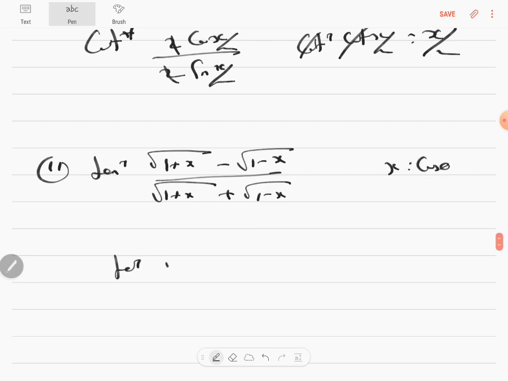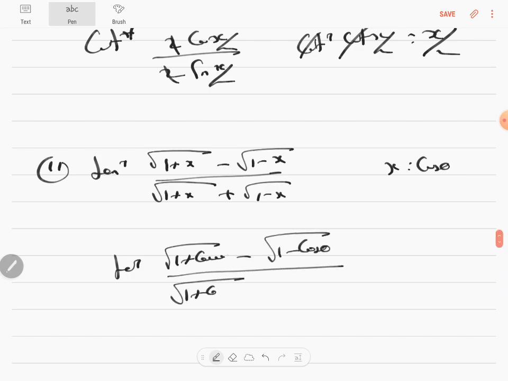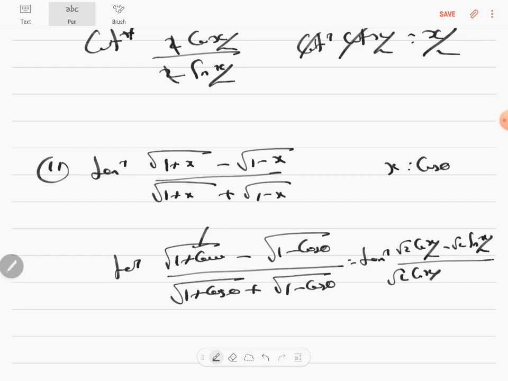So tan inverse of (root of 1 plus cos theta minus root of 1 minus cos theta) by (root of 1 plus cos theta plus root of 1 minus cos theta), which itself is tan inverse of, 1 plus cos x is 2 cos square x/2. So root 2 cos x/2 minus root 2 sin x/2, because the root and square get cancelled, no? By root 2 cos x/2 plus root 2 sin x/2. The root 2 throughout, when taken out common, gets cancelled.